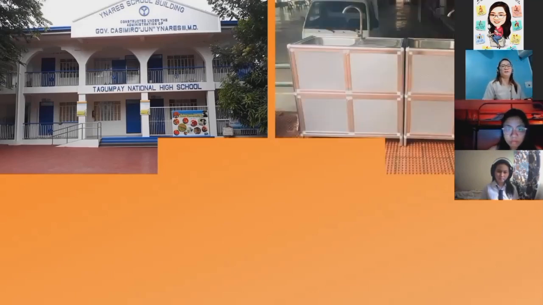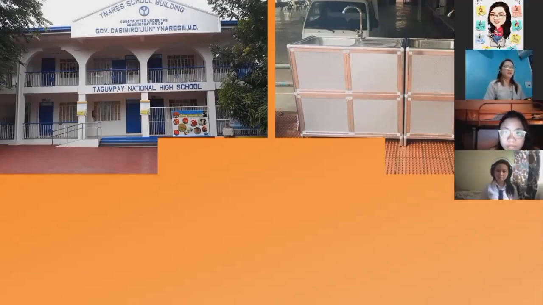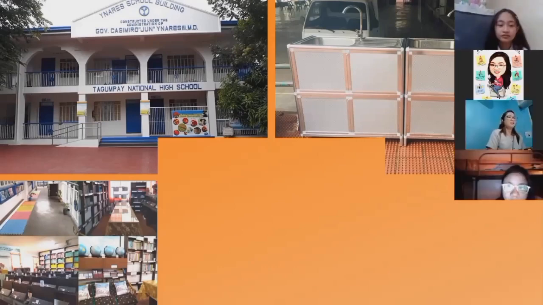Next picture. Michelle? A sink, ma'am. Or this is the newly installed wash area in our school, okay? This is also installed for the prevention of the spread of the coronavirus. Next, we have here. How many of you visited this place? Can you tell me what is this? Hannah? Library, ma'am. Okay, it's the school library, right?